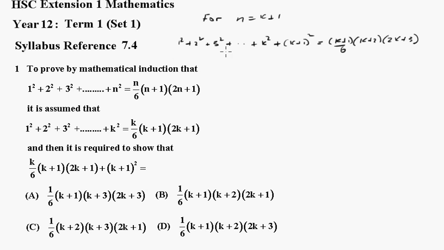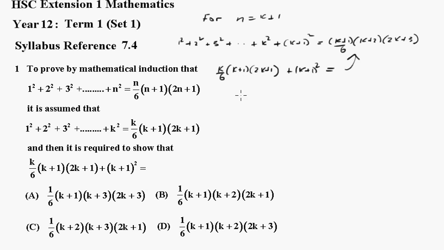Now 1 squared plus 2 squared plus 3 squared plus up to k squared we know is equal to this, so we can say that k on 6 into k plus 1 times 2k plus 1, which is all of this, plus k plus 1 all squared equals this, which of course is what we're required to prove. But we should actually go ahead and see if that is the case, that that does equal that.